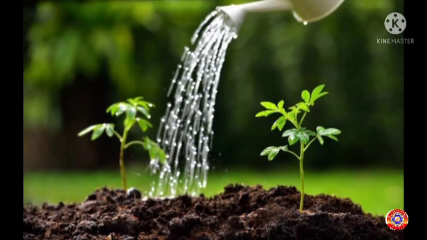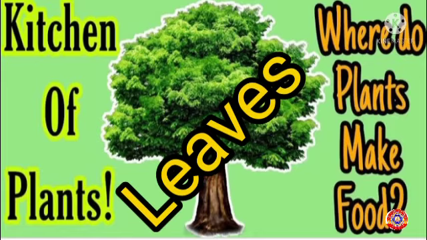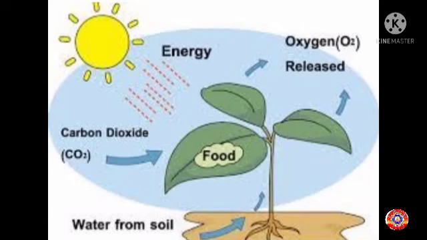My dear children, did you know where the plants prepare their own food? Okay, so let's see. Plants prepare their own food in their leaves. So, leaves are called the kitchen of the plant. Why are leaves considered the kitchen of the plant? Yes, plants make their food in their leaves. So, leaves are called the kitchen of the plant.